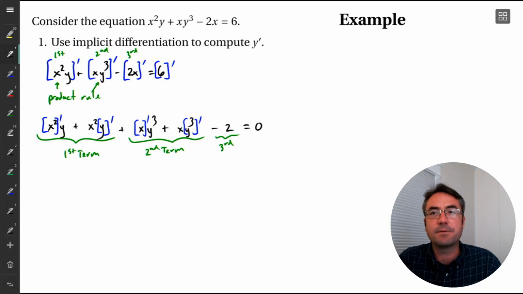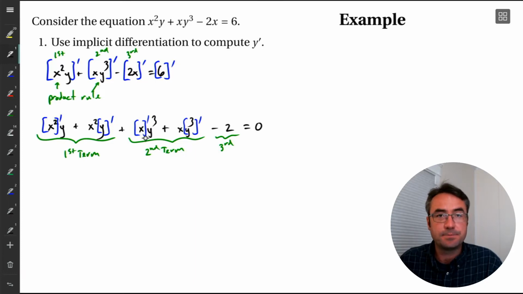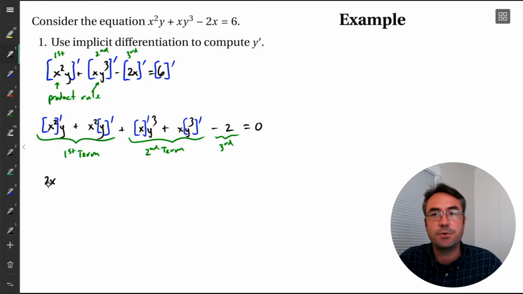All right, so there we go. We're getting there. Had to use some product rule, and now we just keep going. So we keep differentiating, but now we've gotten it to a point where these involve only x's or only y's. All right, so let's start with this x squared. There's only an x there, so we just differentiate it like usual. So the derivative of x squared is 2x.